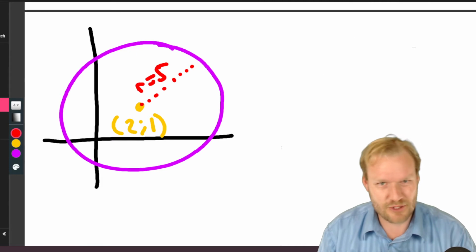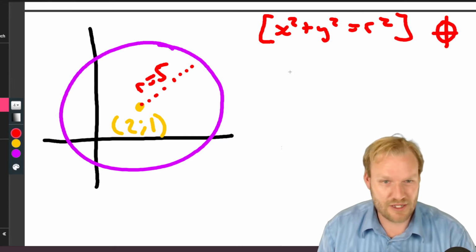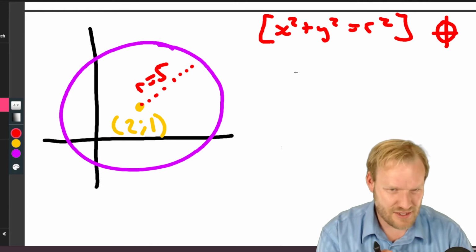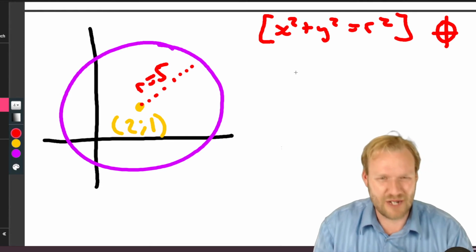So we can't use x squared plus y squared equals r squared. I'm just going to put that x squared plus y squared equals r squared. That was for when it was centered at the origin. But now things have moved around. And let's just tap into where our formula is going to come from.